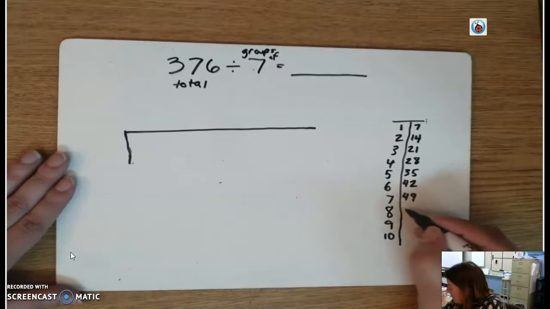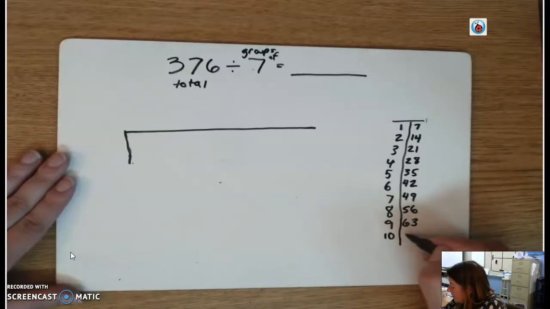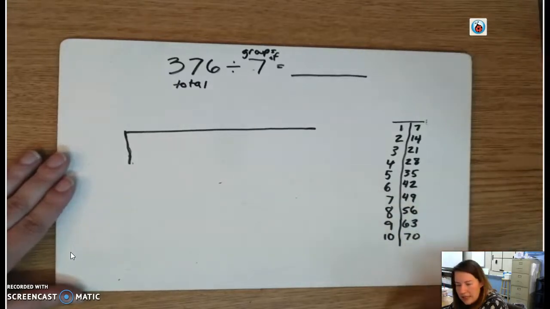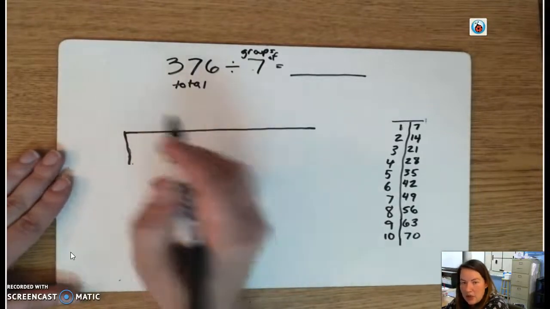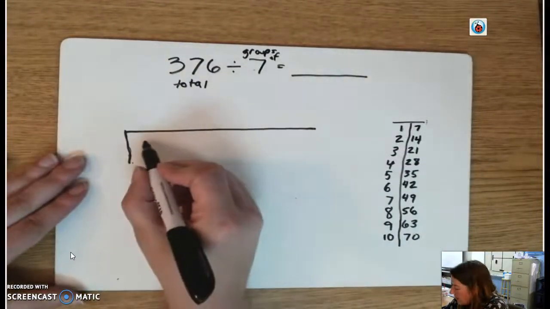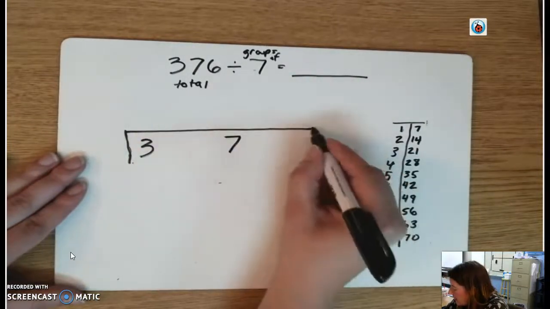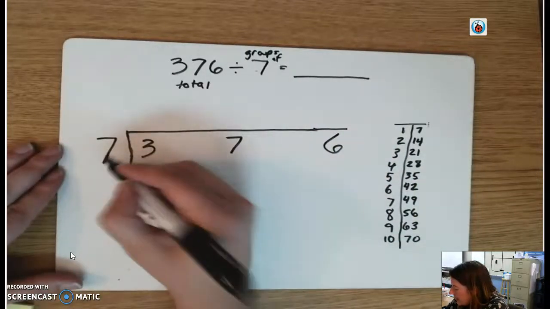8 groups of 7, 56. 9 groups of 7, 63, 10 groups of 7, 70, right? I don't want to keep going with my t-chart all the way to 376. So I'm going to use long division to help me out here. So I'm going to spread them out, 376, and I'm going to make groups of 7.